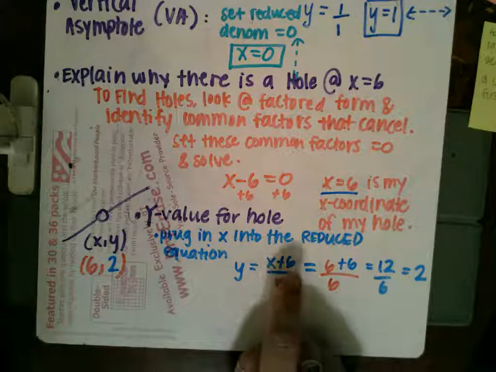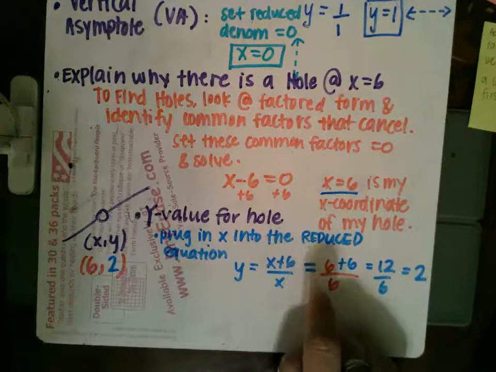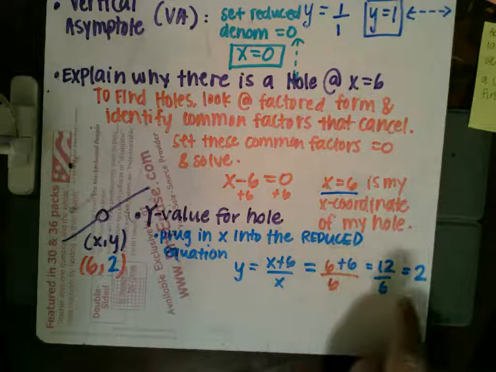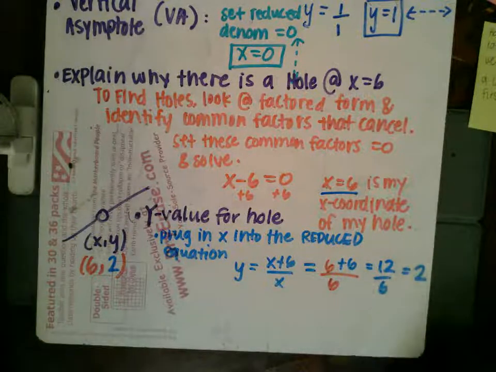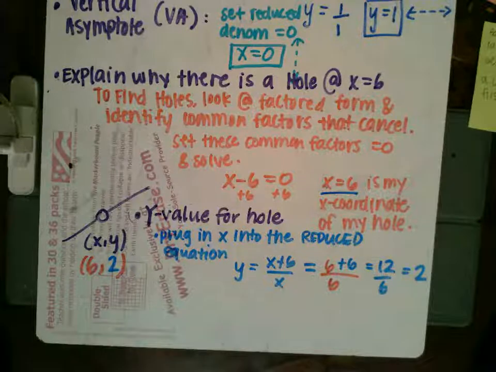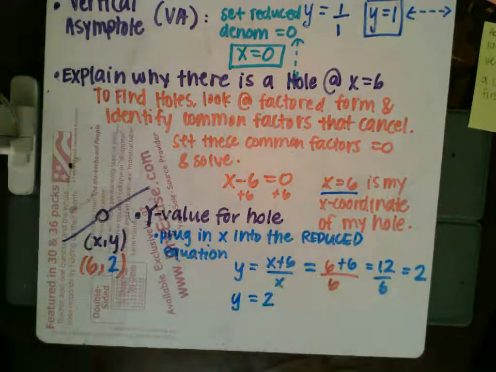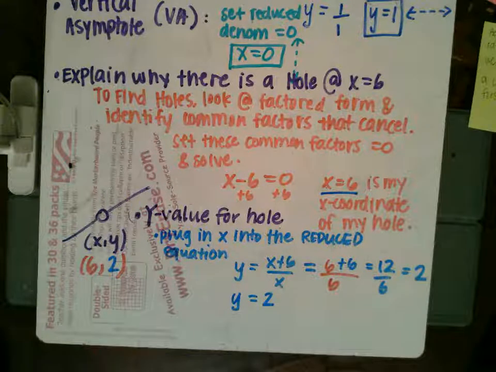Y equals x plus 6 over x. Plug in 6. 6 plus 6 is 12 over 6. It gives us 2. That's our y value, right? We'd have y equals 2. Awesome.